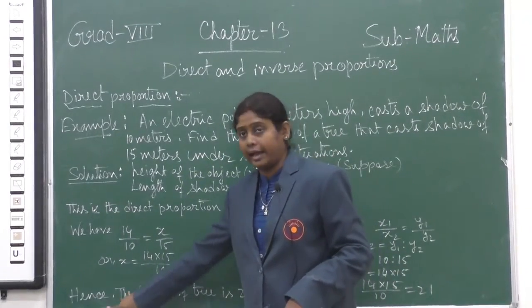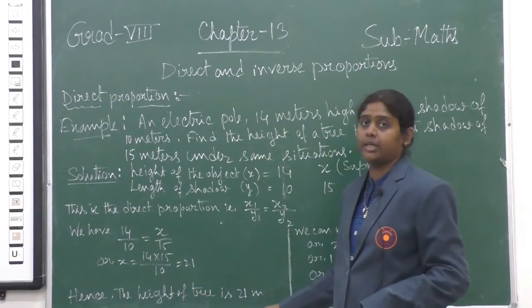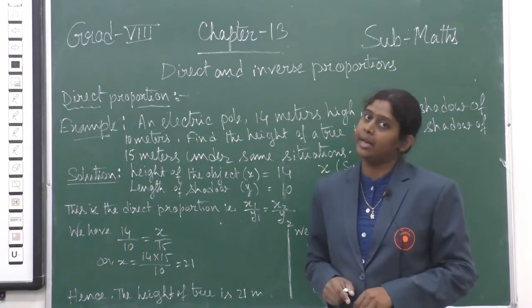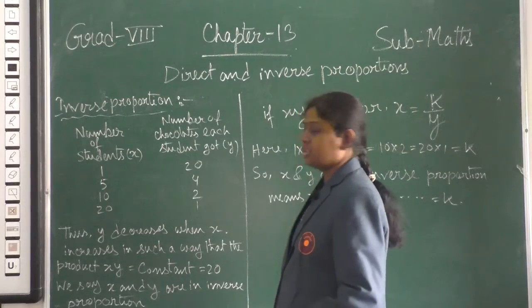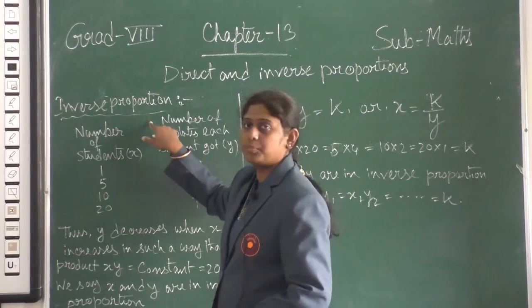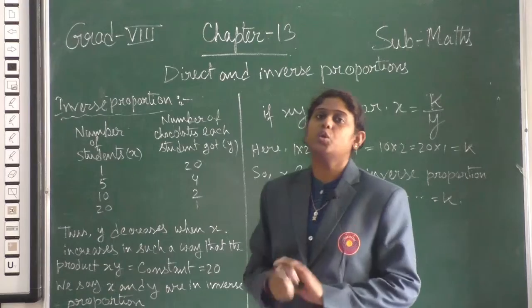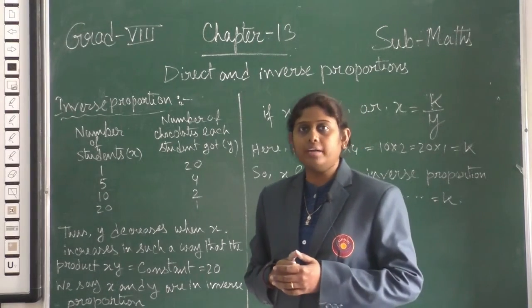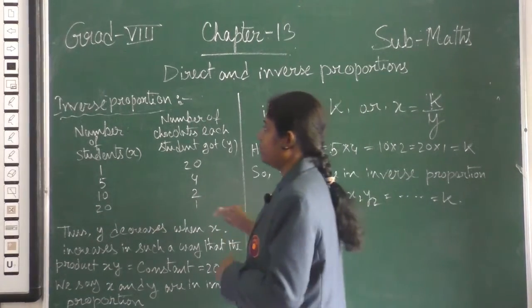So, hence the height of the tree is 21 meters. So, the next topic is inverse proportion. Suppose the total number of chocolates is 20. Now, check the table here.